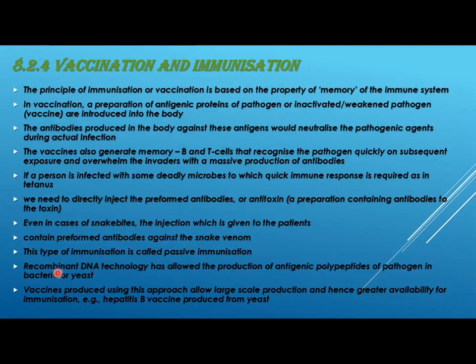Recombinant DNA technology has allowed the production of antigenic polypeptides of pathogen in bacteria or yeast. Vaccines produced using this approach allow large scale production and hence greater availability for immunization. Example, hepatitis B vaccine produced from yeast.